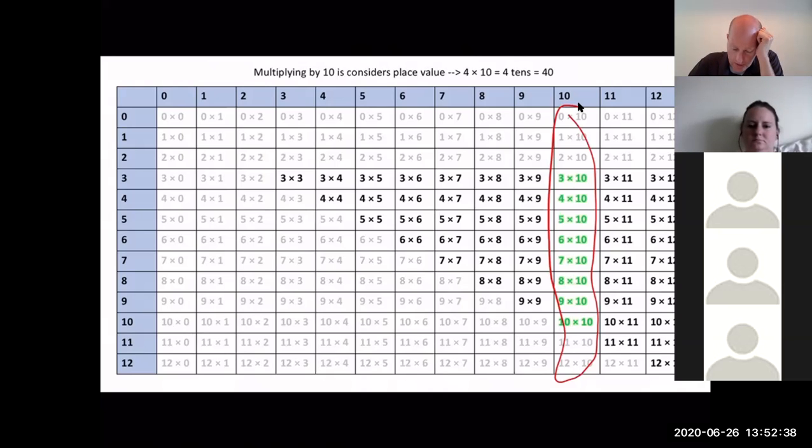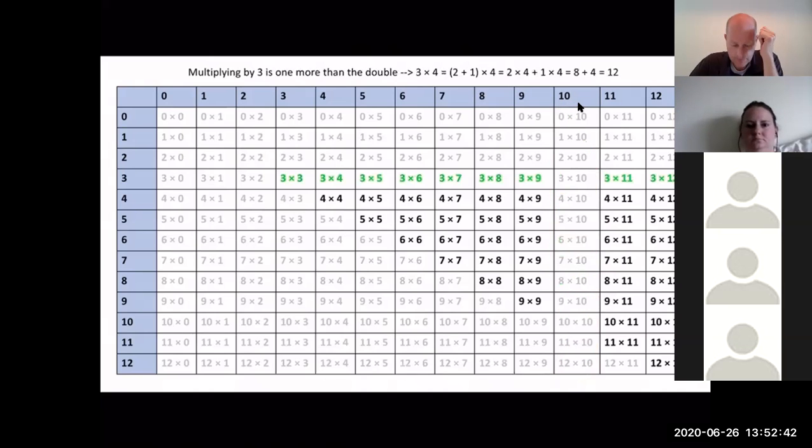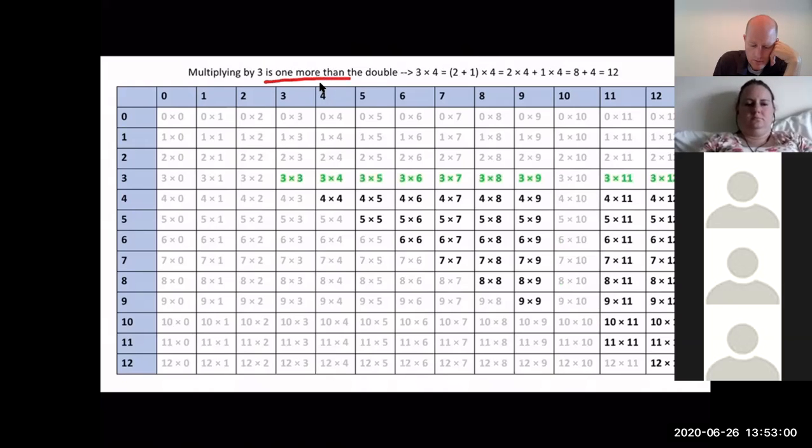So we have eliminated this set of facts. We're going to have these 3. So we want to think about more ways to eliminate facts, kind of using general properties or approaches. And when you multiply by 3, it's 1 more than the double. Okay, 1 more than the double. So what we're going to do is multiply by 2.